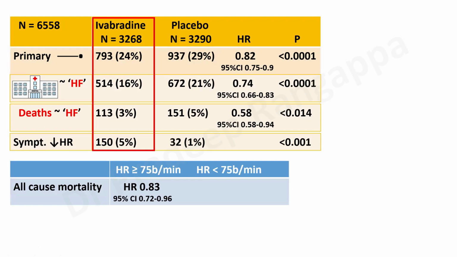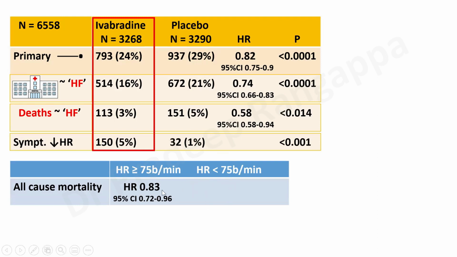They divided the patients with heart rate of more than or equal to 75 and compared to patients with heart rate less than 75. And they found the effect size of Ivabradine was found to be more significant in patients who had a heart rate of more than 75, which means the beneficial effect was found to be more in patients who had a higher heart rate of more than 75.